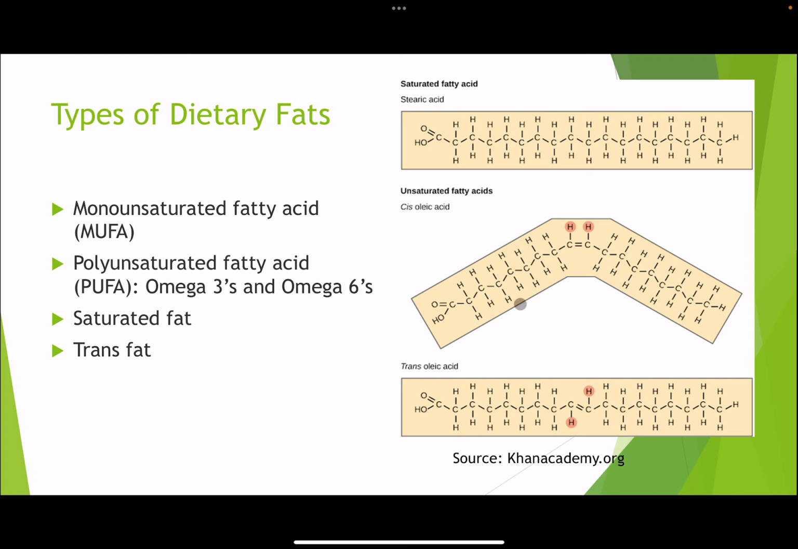As you can tell, you might not be able to stack a chain that is bent like this as easily as a straight one. So these are more fluid because they cannot lay on each other. So you will find that these are fluid at room temperature, while a trans fat or a saturated fatty acid is solid at room temperature.